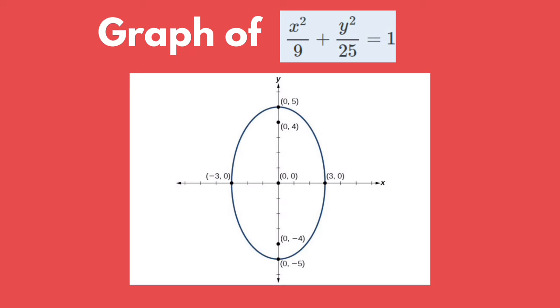After you have solved for the coordinates of the ellipse, you can now sketch the graph. The equation x squared over 9 plus y squared over 25 equals 1 would look like this when graphed.